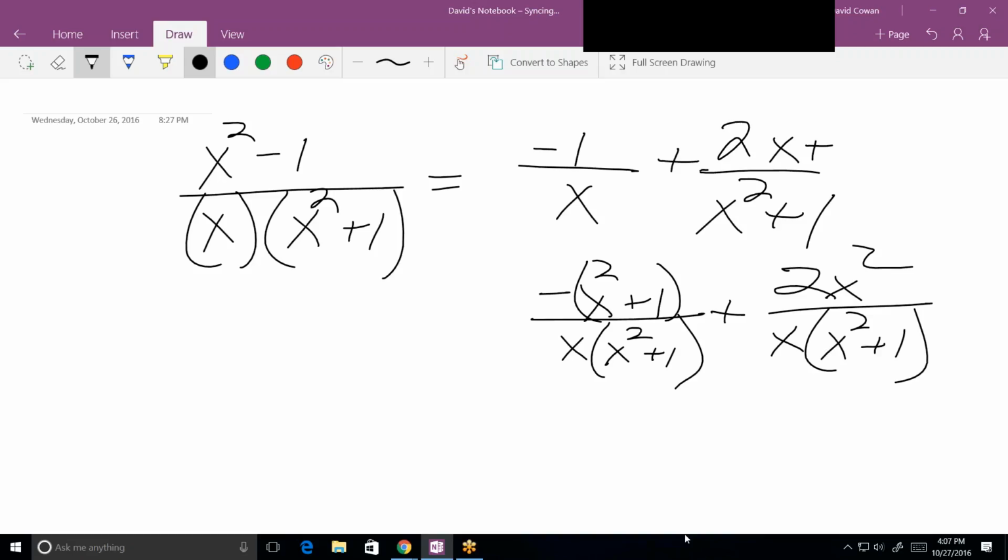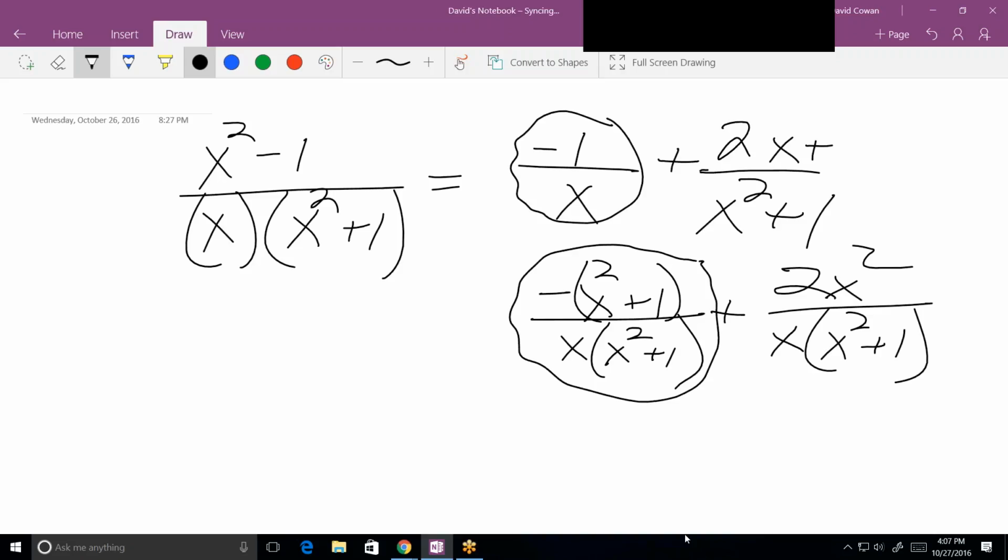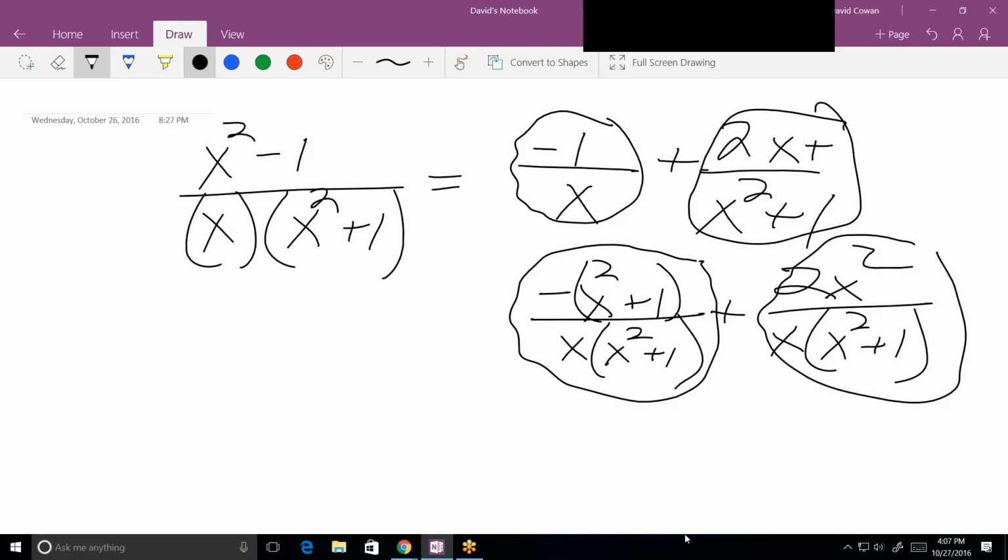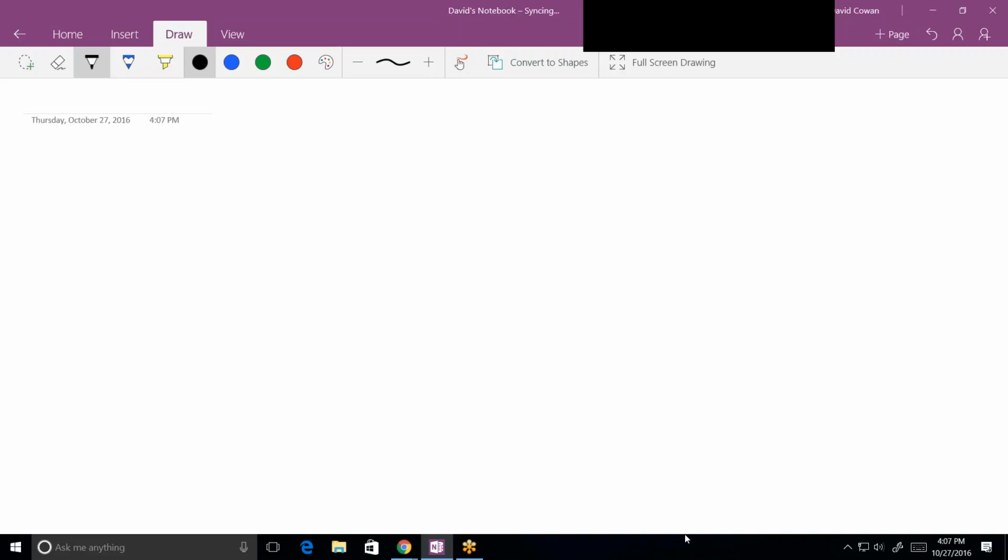Okay. And now this fraction should be exactly the same as that fraction. I can cancel the x squared plus 1. I get minus 1 over x, so it is. This fraction has to be exactly the same as this fraction, and cancel out an x, and I end up with 2x over x squared plus 1. Yeah, we got it. A is minus 1, B is 2, C is 0. Cool.